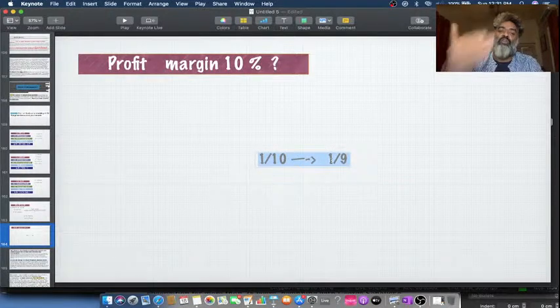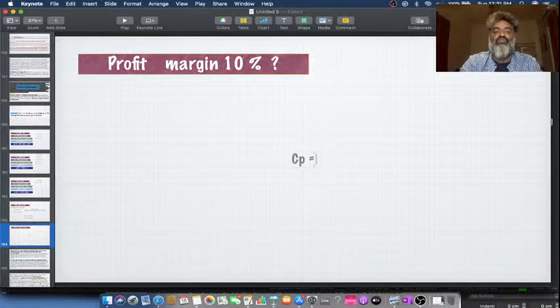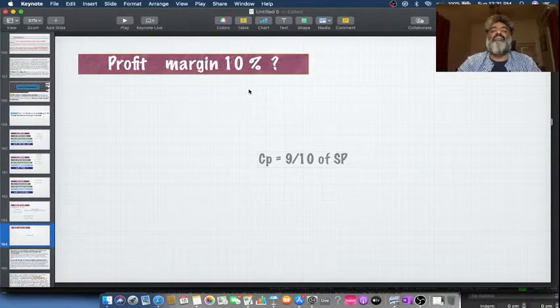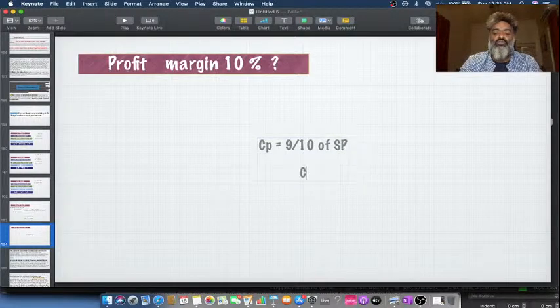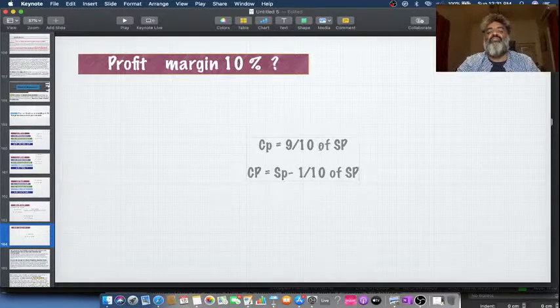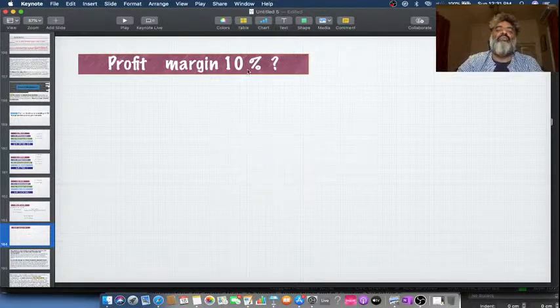If I want to go more equation building, CP is equal to 9 by 10 of SP, because margin means by what percentage CP is behind SP. Or if you want to go slower, CP is equal to SP minus 1 by 10 of SP. So this 10% here, convert it into this, flip it over, it becomes 10 by 9 and it will show you SP is what percentage more than the CP. Are we okay with this game? Is everybody clear about the margin and percentage relationship?